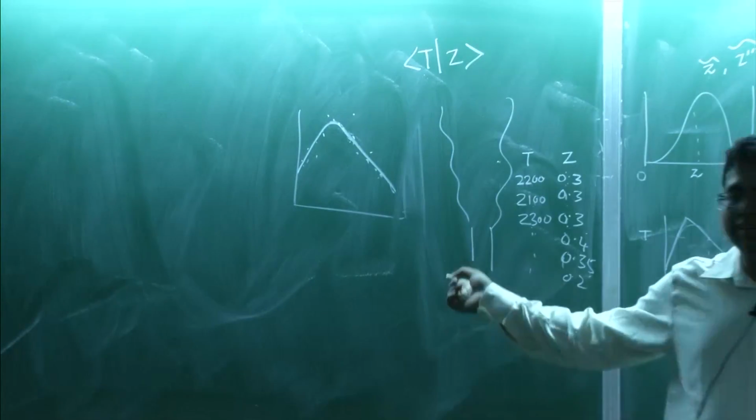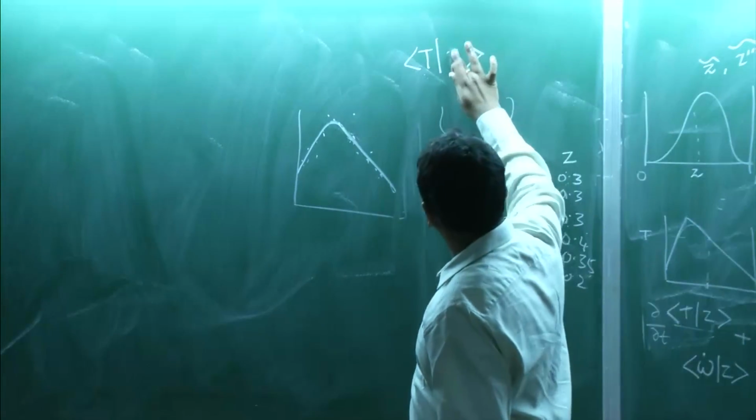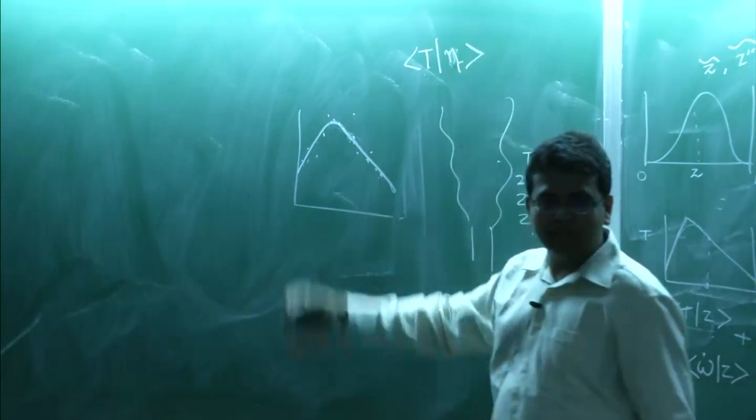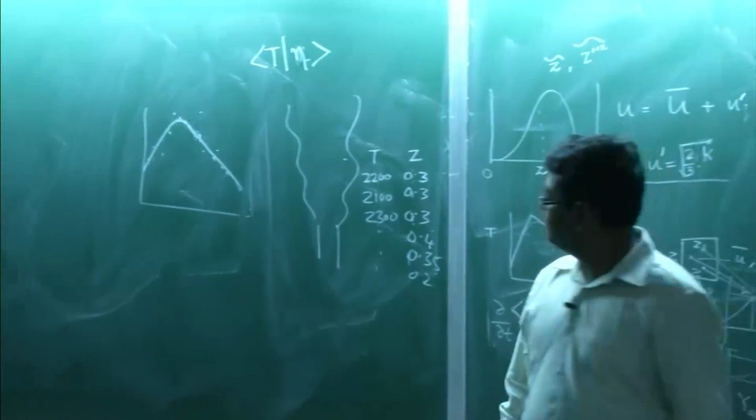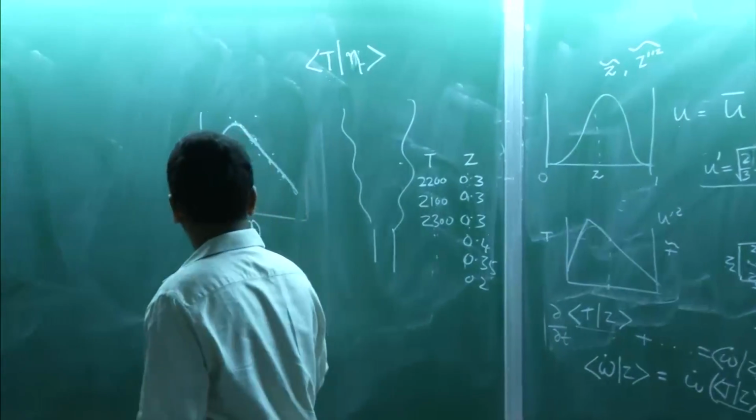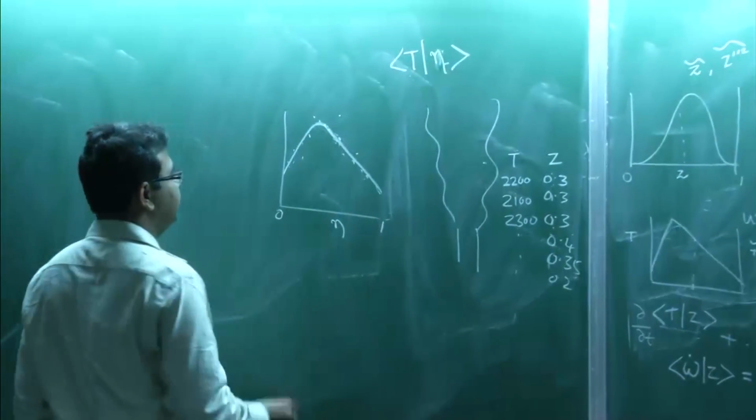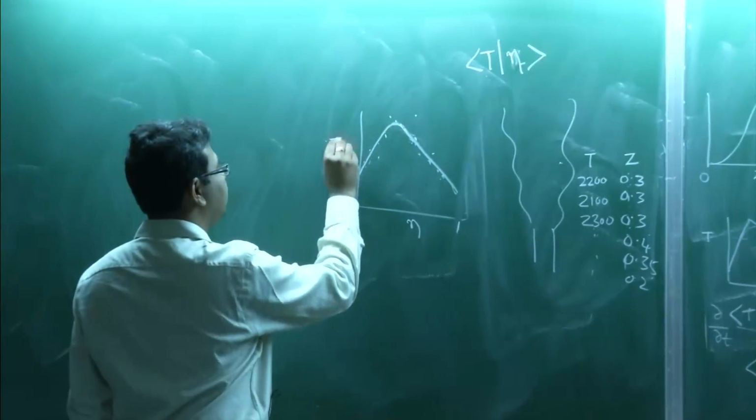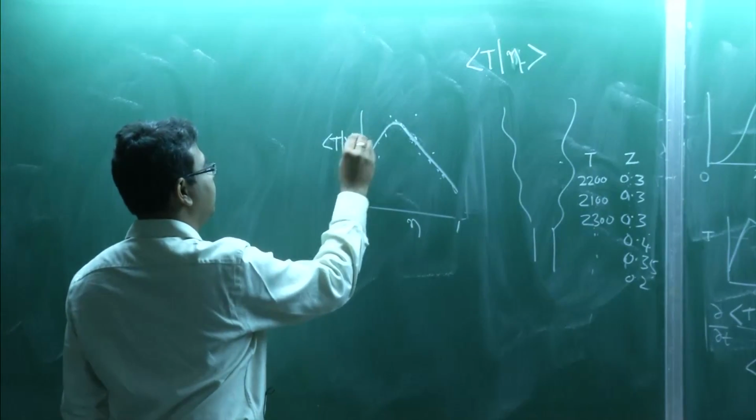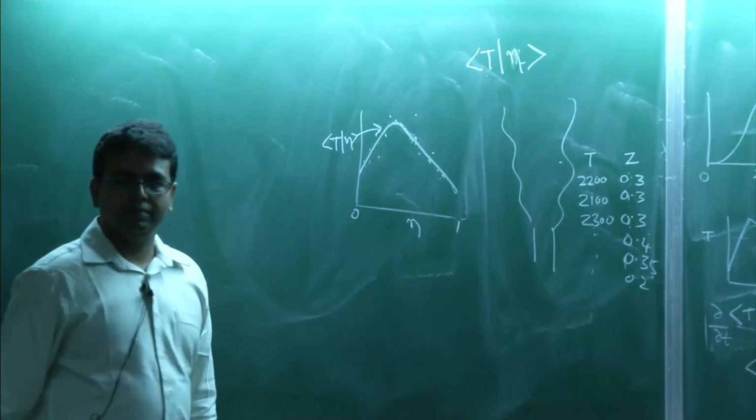Okay, eta is basically the sample space. I should write it in eta. So this is eta. Eta should be between 0 and 1, and this line is T of eta.